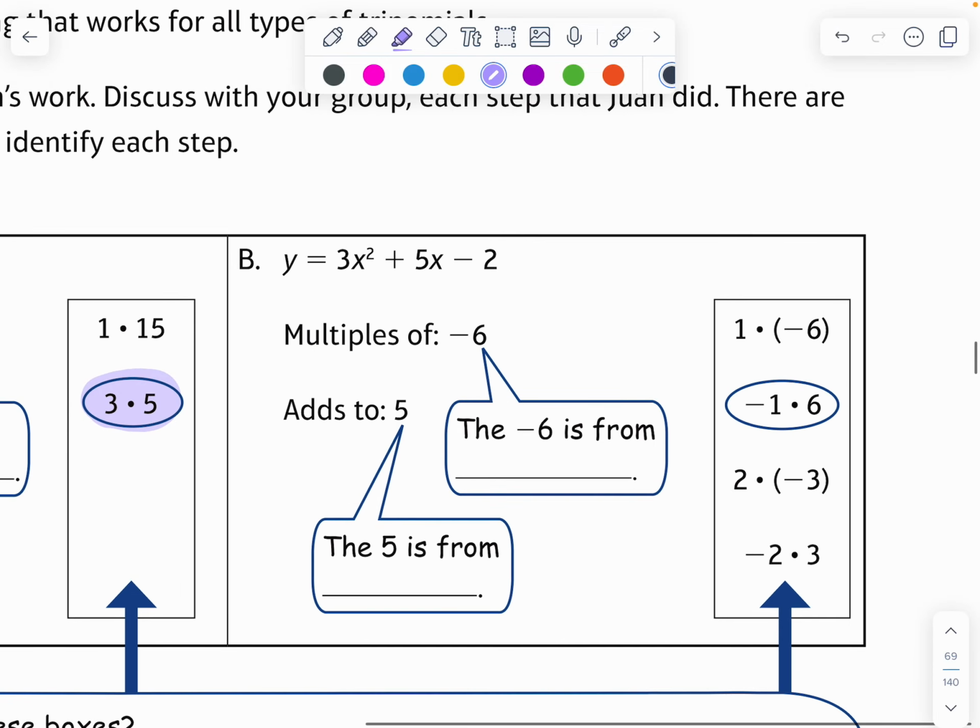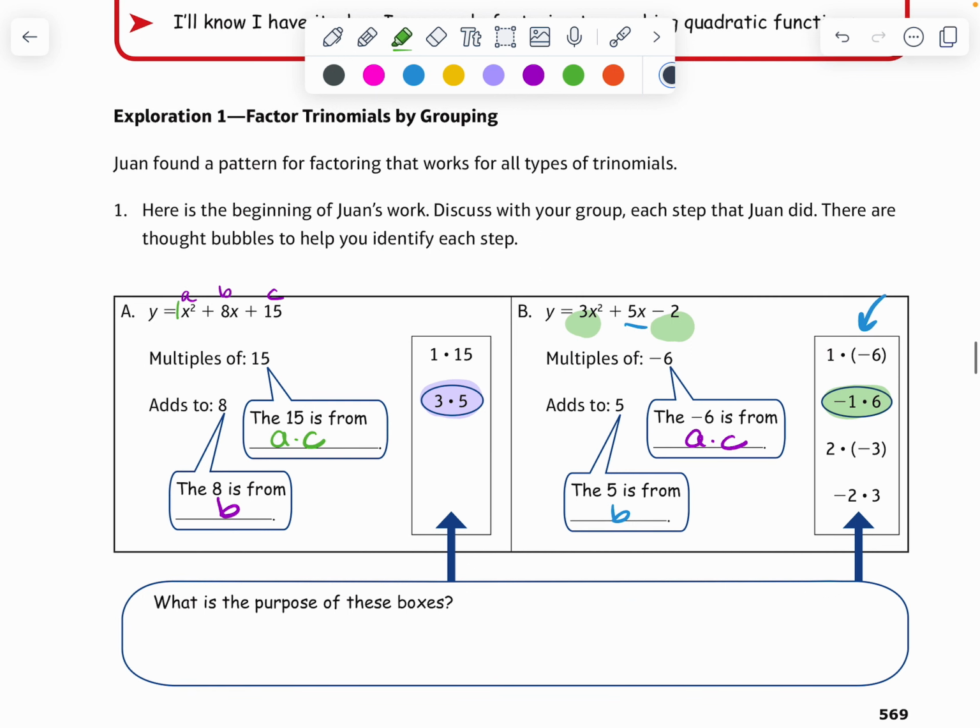All right, let's look at B. So the multiples of A times C is negative 6. That's A times C. And then the 5 is the B term right here. Okay, so multiples of negative 6, he just listed them all out here. And then he found, oh, look, let's use this one. Negative 1 times 6 equals negative 6, but if you add them, you get a positive 5. So just hang tight. We're going to use those magic numbers.